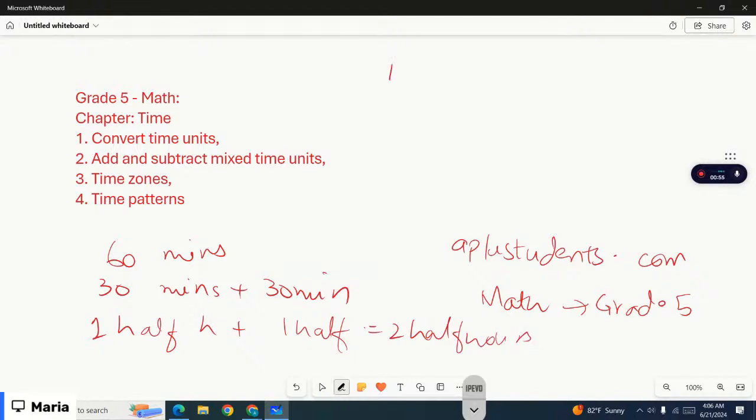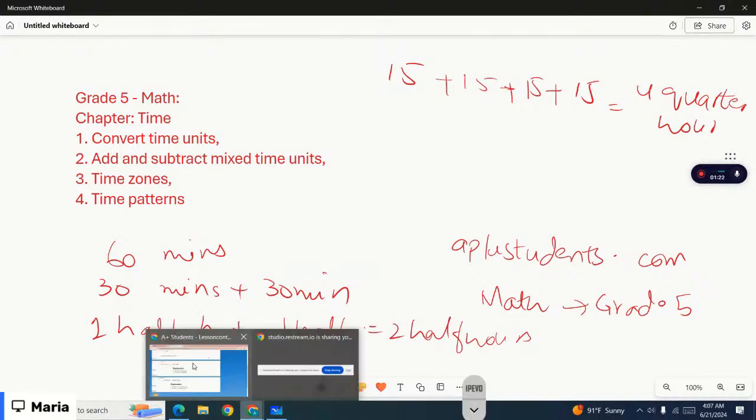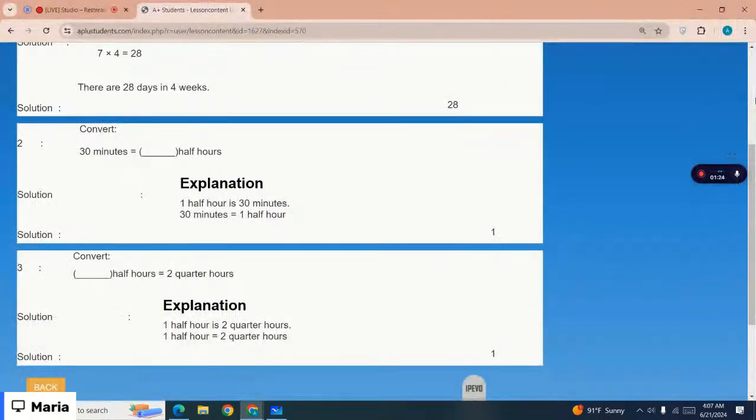Quarter hour means 15 minutes. So in 1 hour you have 15 plus 15 plus 15 plus 15. So in 1 hour you have 4 quarter hours, right? And in 30 minutes you have 2 quarter hours. Got it? Quarter hour means 1/4 of an hour. 1/4 of an hour is 15 minutes. Let's just start with the test questions.